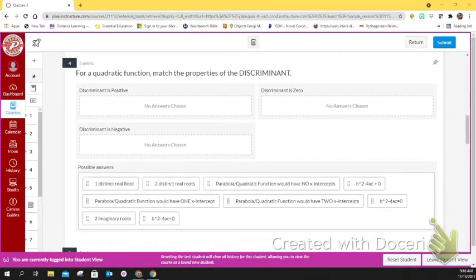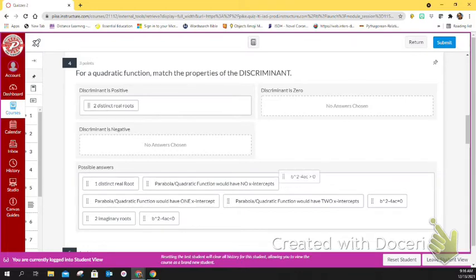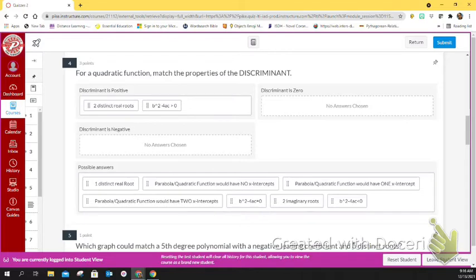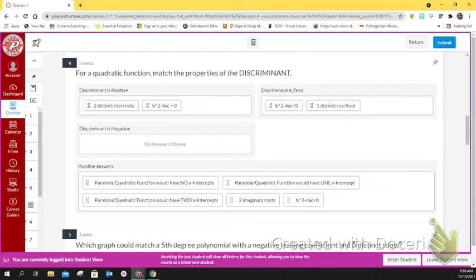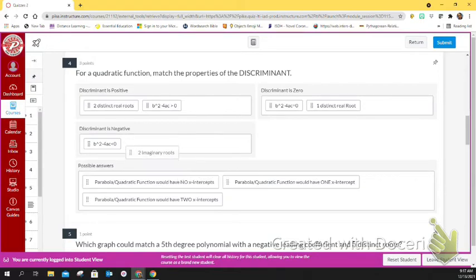Okay, if your discriminant is positive, what does that mean? 2 real roots. So I'm going to look down here and find where it says 2 distinct real roots. And then I'm also going to choose where it says b squared minus 4ac is greater than 0. For when the discriminant is 0, choose b squared minus 4ac equals 0, and you have 1 real root. When it's negative, that means it is less than 0. You have 2 imaginary roots.